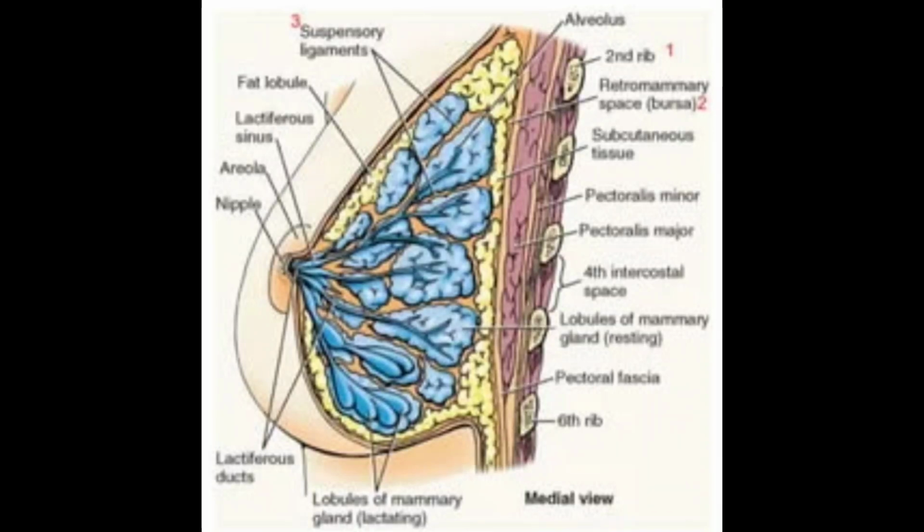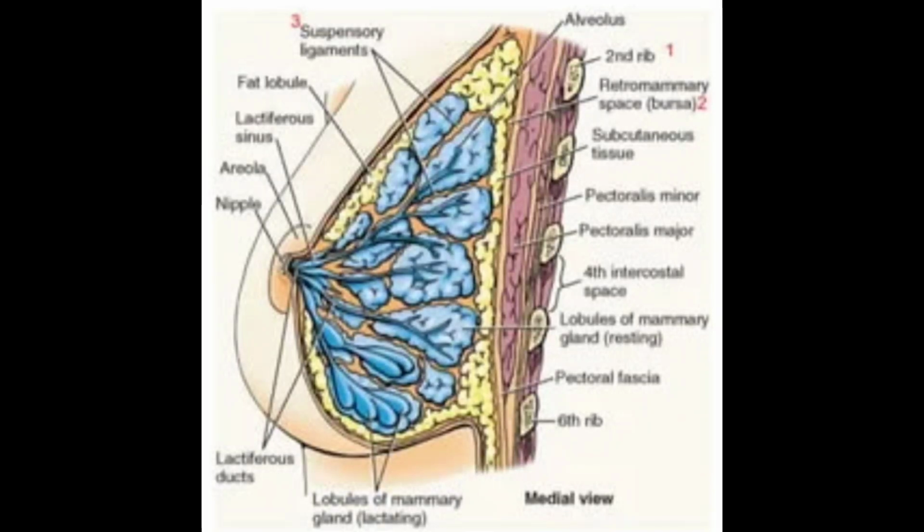The breast starts from the second rib until the sixth rib, with a particular space, the retromammary space, which is very important in terms of looking for inflammatory changes and extensions of carcinomatous abnormality. Now look at the anterior compartment of the breast.